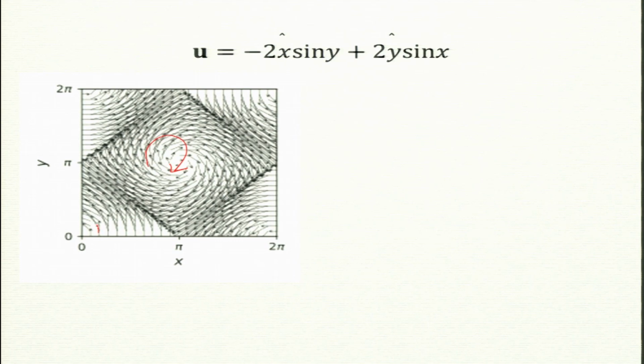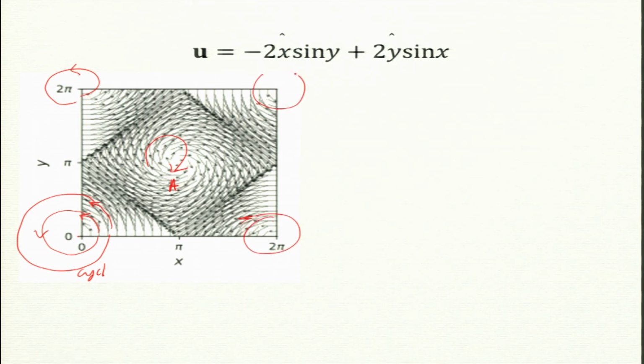Here it is anticlockwise. By the way, it is periodic, so this guy here is repeated here. So there is a pattern here. This is counterclockwise, so this is a cyclone. This is an anticyclone. What about this? Again, this is periodic, so it should be here. Cyclone. This is also a cyclone, so in fact there are 4 cyclones here and 1 anticyclone.